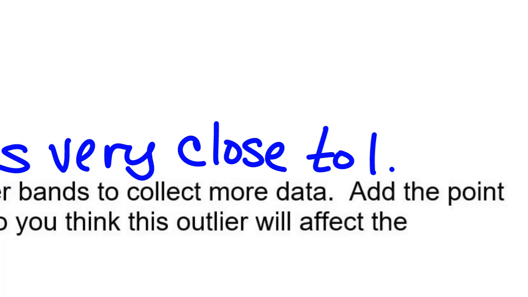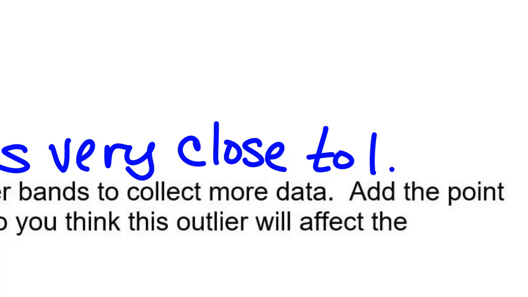One group snuck some extra rubber bands in to collect more data. We're going to add a point to our scatter plot. So I want you to go back to your graphing calculator. Go back to Stat. We're going to go to Edit. And we're going to add a value at the bottom of the X list and the bottom of the Y list.